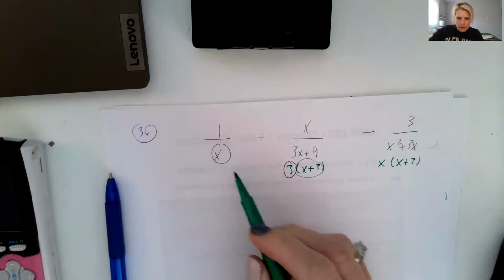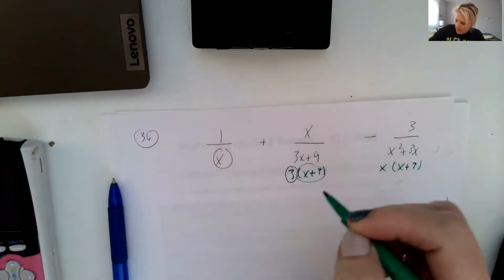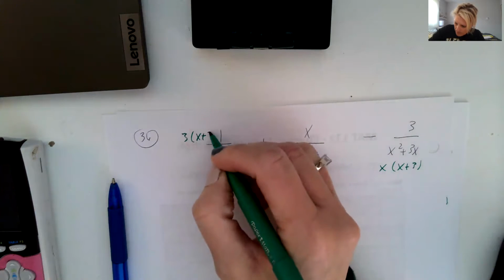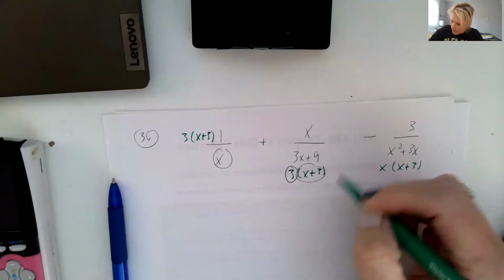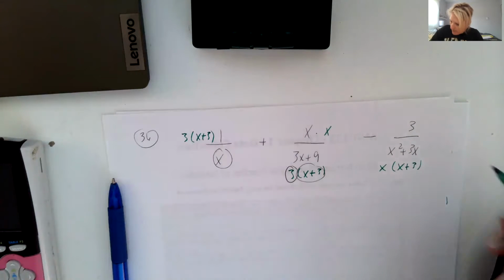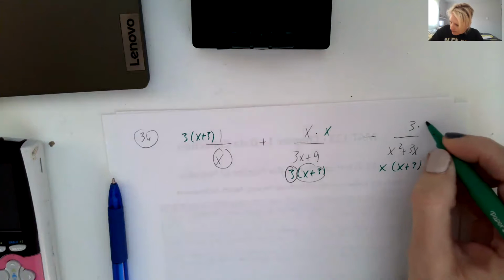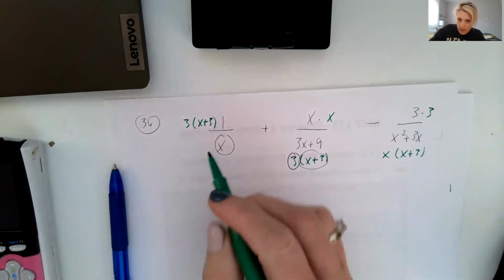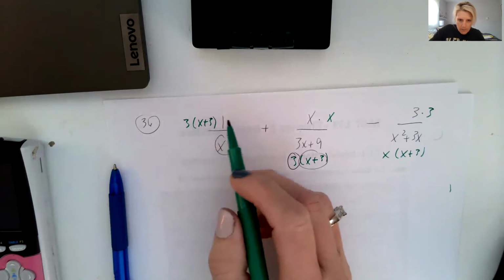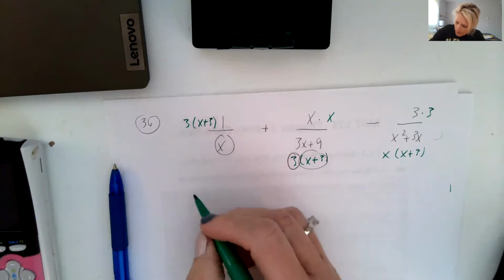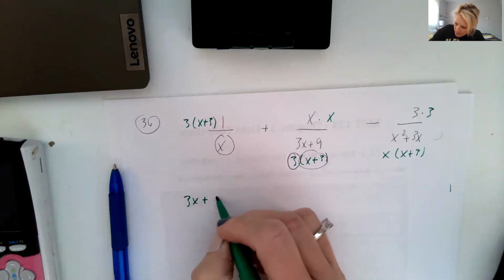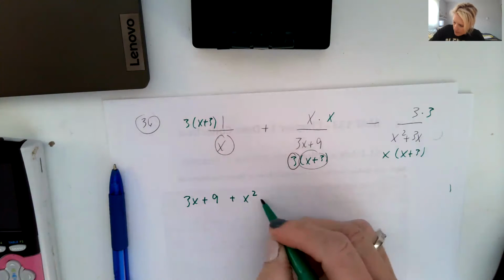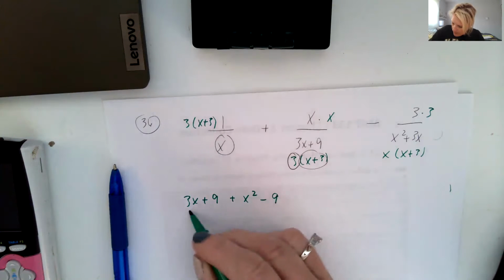So the first fraction is missing 3 times x plus 3. The second one is just missing an x. And the third one is missing just a 3. So we have 3 times x plus 3 plus x times x minus 3 times 3. So this is really 3x plus 9 plus x squared minus 9.